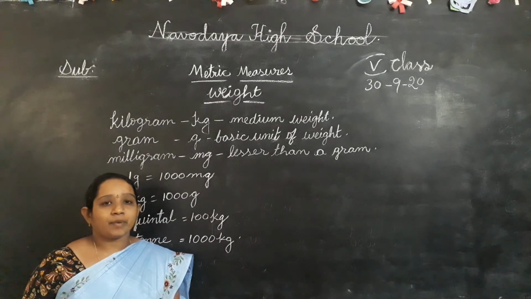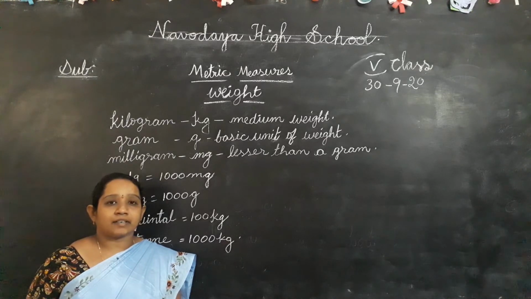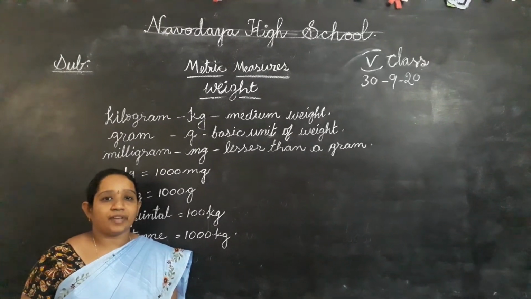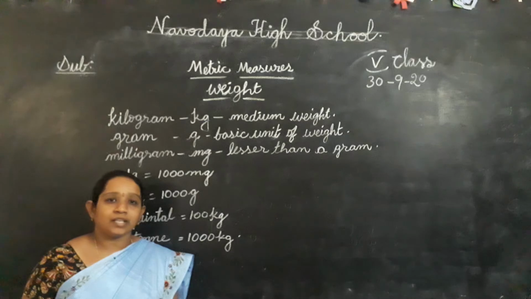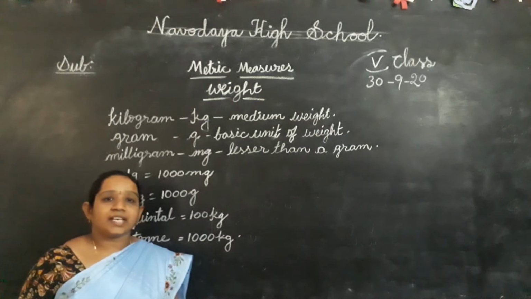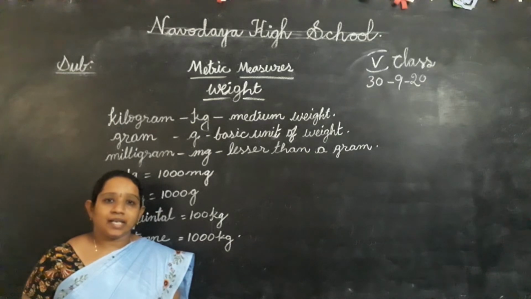We are discussing metric measures now. In that, length is completed. Today let us learn about weight, children. You have already learned in the previous classes how to measure weights. What are the commonly used measures for weights? Kilograms, grams, milligrams.